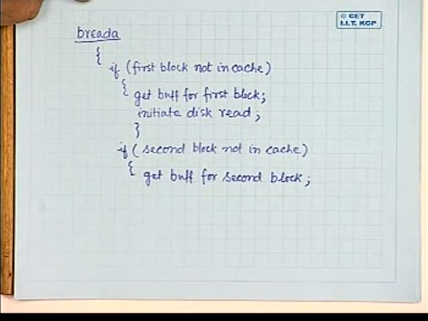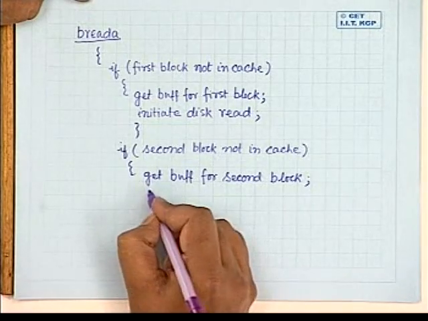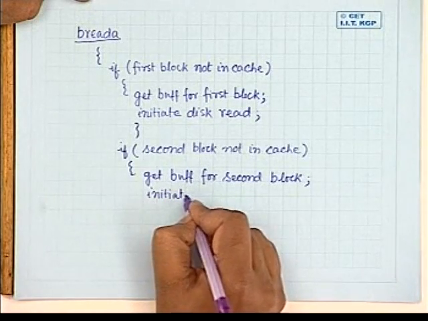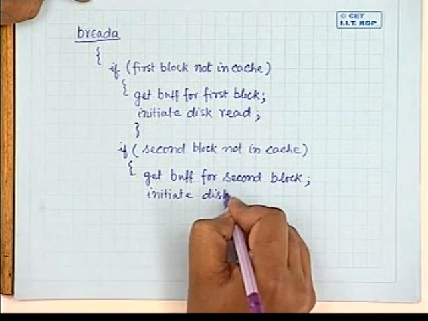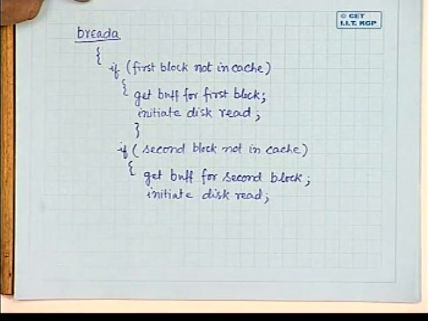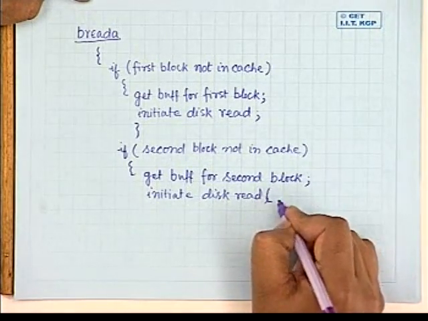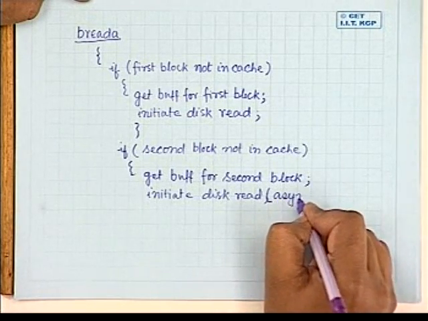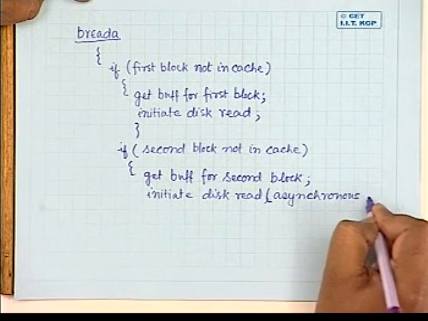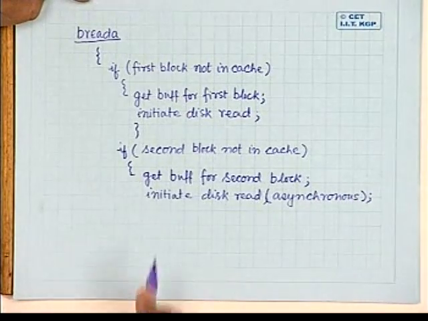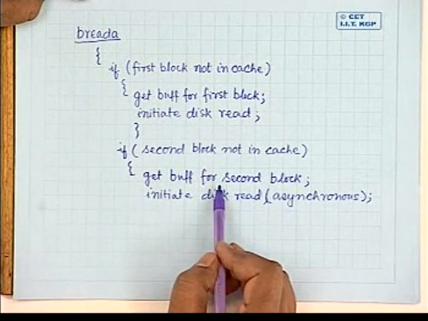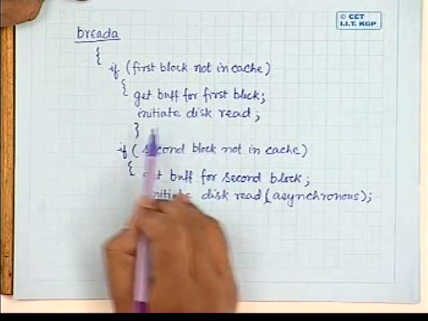So again, the get block algorithm has to be invoked, and following that we have to initiate disk read for the second block. In this case, this read has to be asynchronous. It has to be asynchronous because the process immediately needs the first block. It does not immediately need the second block. So the process has to wait until the first block is read.